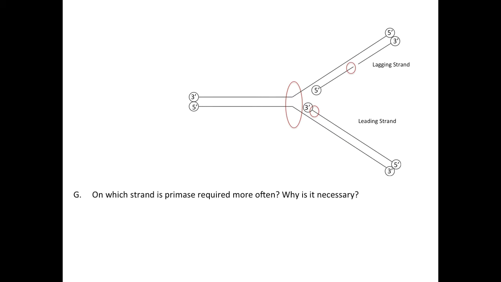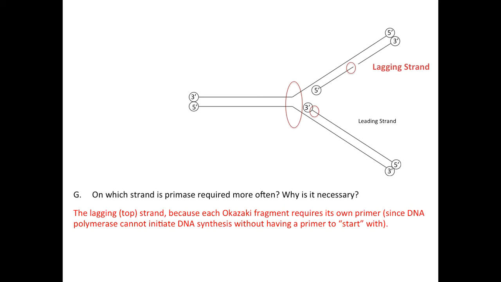On which strand is primase required more often, and why is it necessary? Since DNA polymerase cannot initiate DNA synthesis without having a primer to start with, the lagging strand is synthesized discontinuously and requires a series of RNA primers.